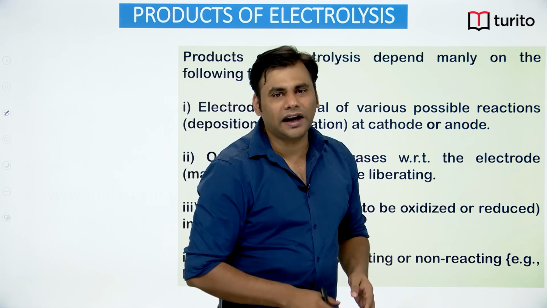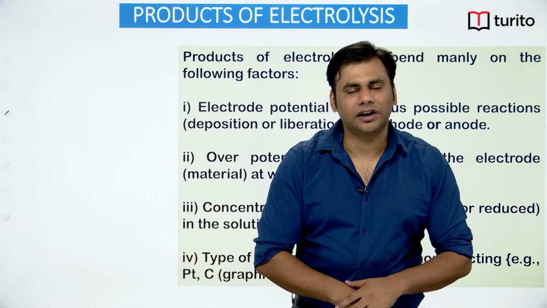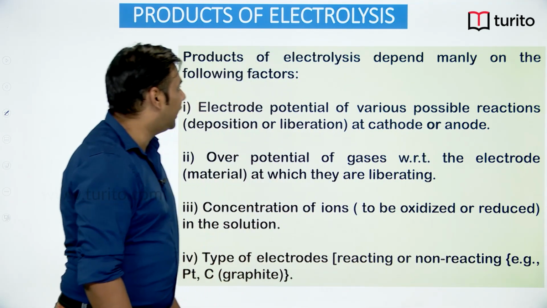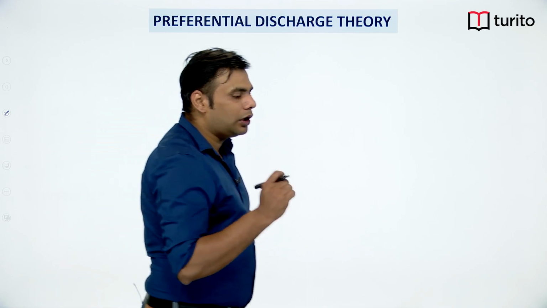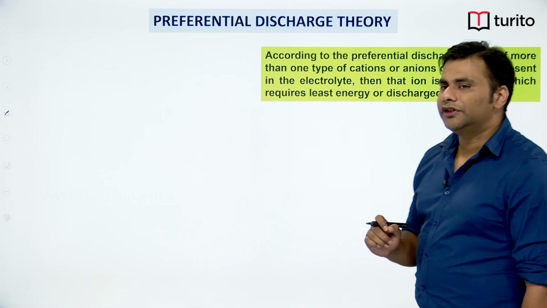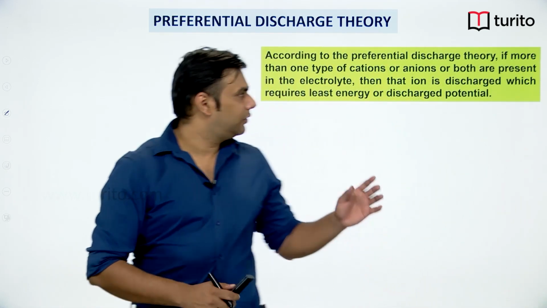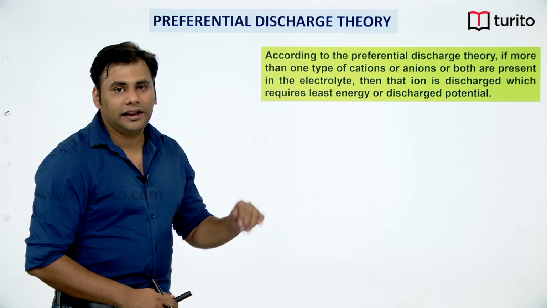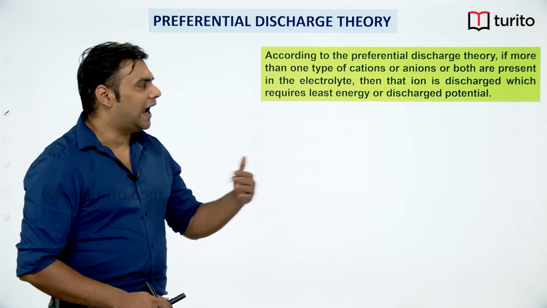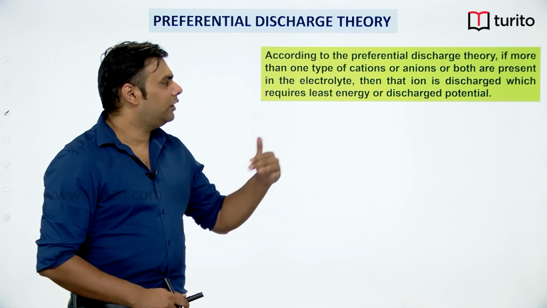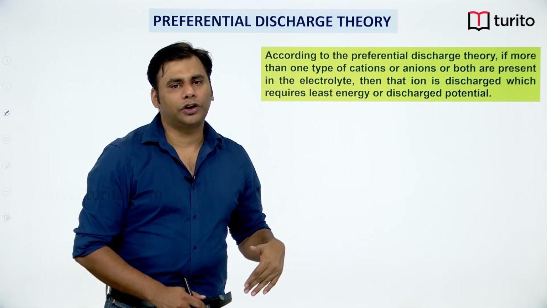So that is the basic criteria of cracking chemistry to the best level, okay. So let us take some example to understand, okay. So we are going to talk about a preferential discharge theory. So basically preferential discharge theory says that, okay, if there are more than one type of cation or anion in the electrolytic solution, then that ion would be discharged which requires least energy or discharge potential, okay.